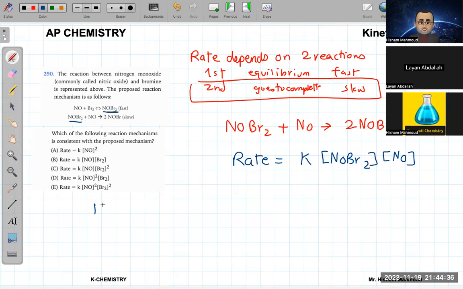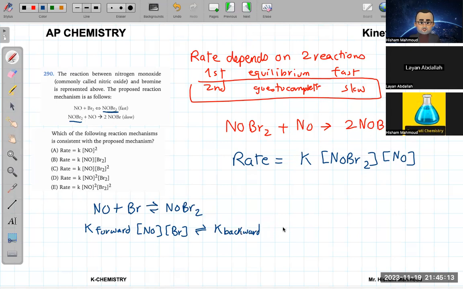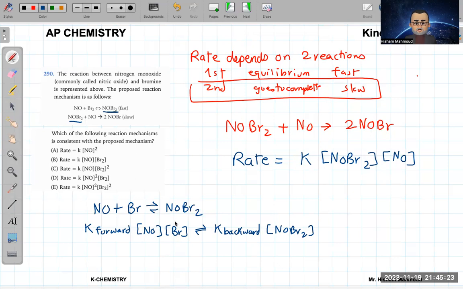The equation tells me that in the first one, NO plus Br2 is in equilibrium with NOBr2. So the rate of the forward tells me K forward, and the reactants of K forward are NO and Br2. You said this is an equilibrium, and in equilibrium the rate of the forward is equal to the rate of the backward. So K backward. Who are the reactants this time in the backward? NOBr2. This is an equilibrium reaction. In the equilibrium reaction we know that the rate of forward equals the rate of the backward.